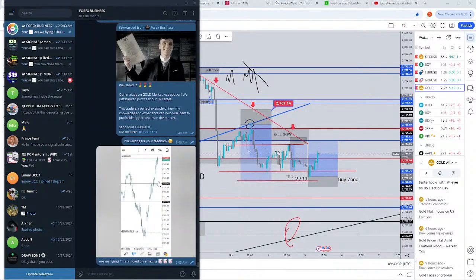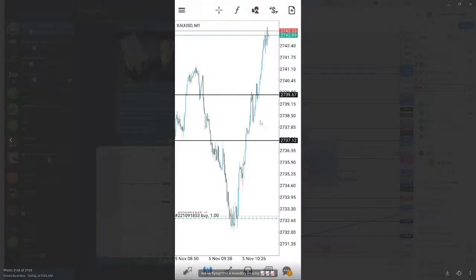Do you understand? And lo and behold, we started flying. I mean, we just bypassed our first TP, second TP, and we were just in the moon. Do you understand? All because we were using knowledge. Okay, I was using knowledge to trade.